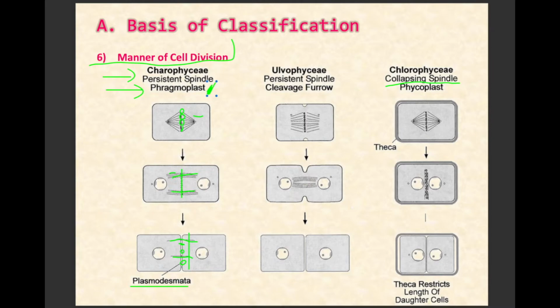and eventually magpo-form yung mga plasmodesmata. So that's your phragmoplast. In terms of your Ulvophyceae naman, they have a persistent spindle fiber, but this time they form what we call cleavage furrow. So para siyang animal na nagdi-divide, nagpo-form ng cleavage furrow.